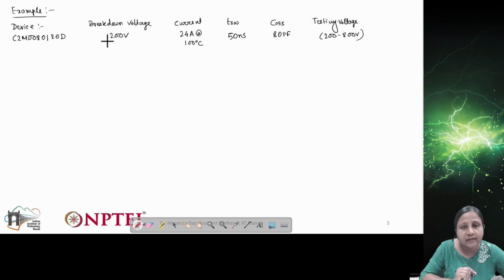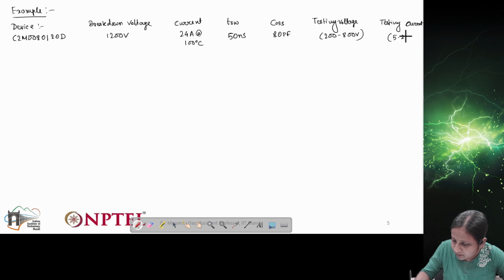Although the device breakdown voltage is 1200 volts, the test voltage levels are much lower than the breakdown voltage of the device. Now the testing current is given as 5 to 24 ampere, so any current level can be selected. Now 5 is the minimum in order to get the required values.